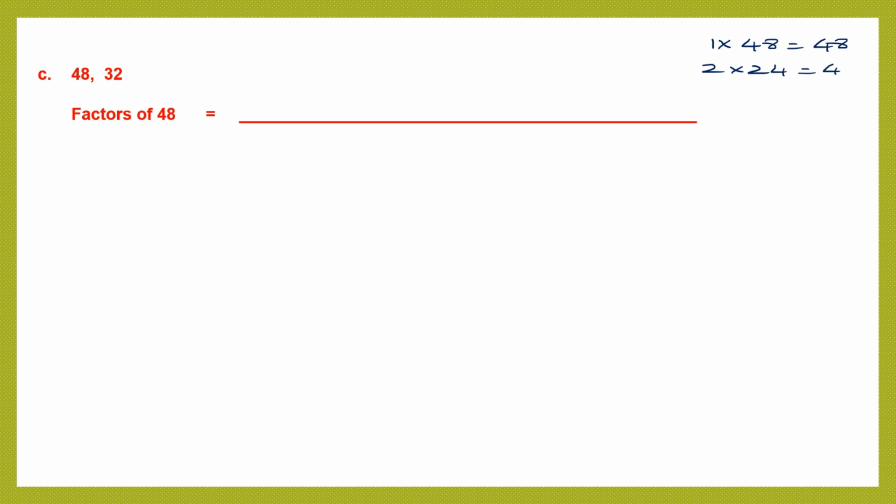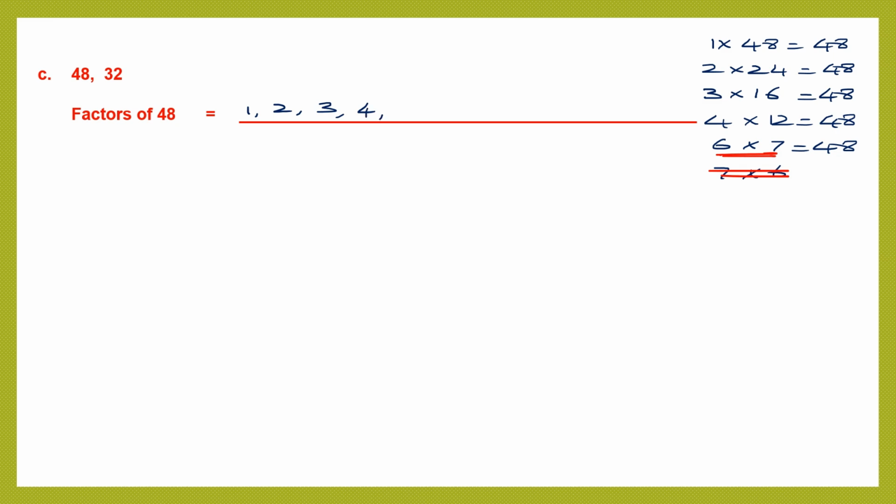Now again 48 and 32. Let's find the factors of 48. So 1 into 48 is 48. 2 into 24 is 48. Now 3 into 16 is 48. 4 into 12 is 48. 5, no. 6 eights are 48. Then we have 8 sixes. And you can see 6 and 8 are already there. So this we need not repeat. So what are the factors? All these numbers. Let's write it down. 1, 2, 3, 4, 6, 8, 12, 16, 24 and 48.